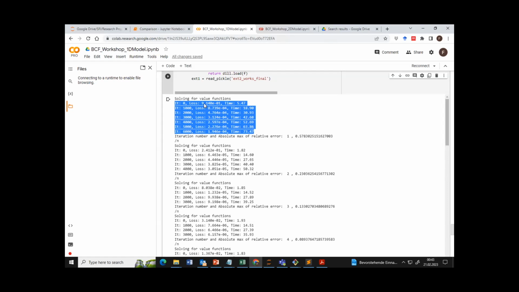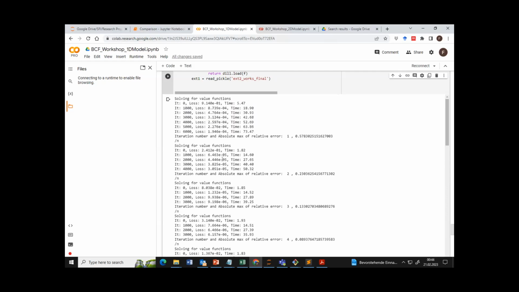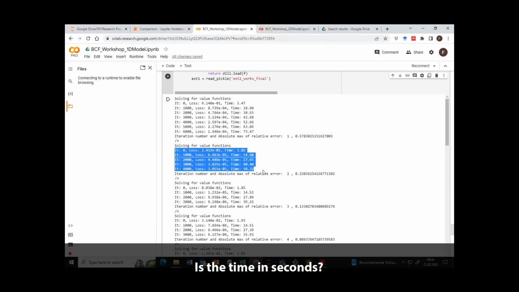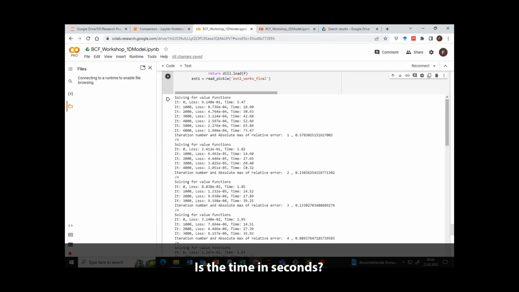Okay, so once you're done for t minus delta t, you stop, you update the PDE coefficients, and you do the same thing again for 4,000 times. This time is in seconds. Yeah, sorry, this is seconds.